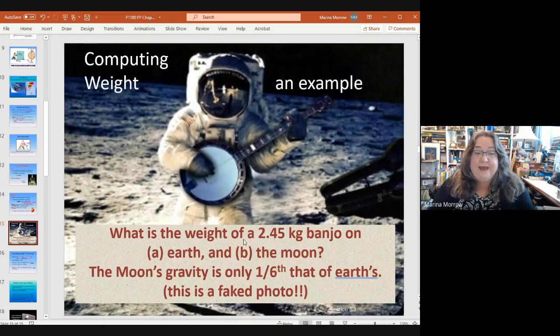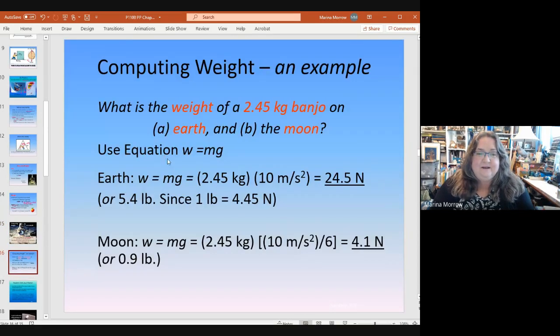So what is the weight of a 2.45 kilogram banjo on the Earth or on the moon? Notice the mass stays the same, but the force is going to be different. The moon's gravity is only about 1/6 that of Earth. So you just use the formula: weight is mass times g. We've got our 2.45 kilogram banjo times 10, which makes 24.5 newtons.